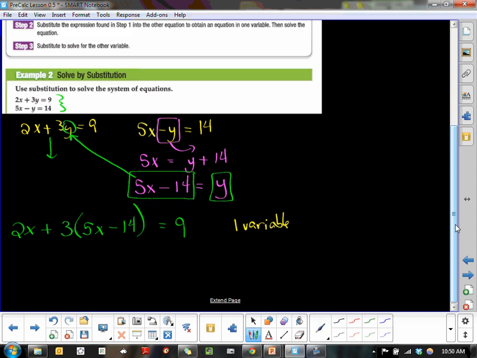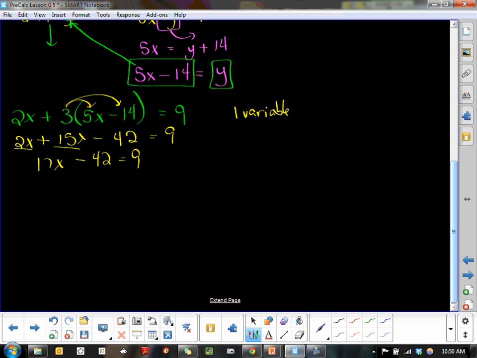Once we have it down to one variable, we can go ahead and solve with our normal techniques. So we're going to distribute the 3, so that's going to be 15x. We're going to distribute the 3, and that's going to be minus 42 equals 9. We'll collect our like terms. That is 17x minus 42 equals 9. And then we're going to add the 42. So 17x equals 9 plus 42, which is 51.